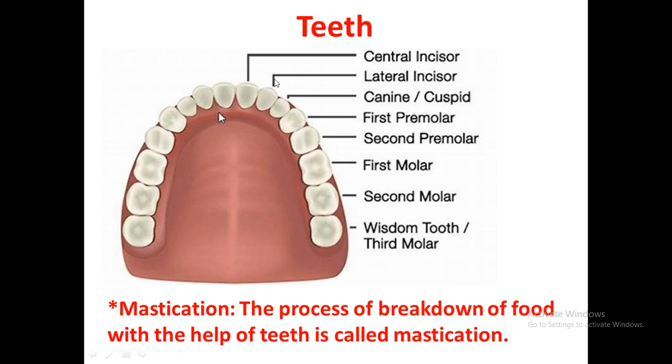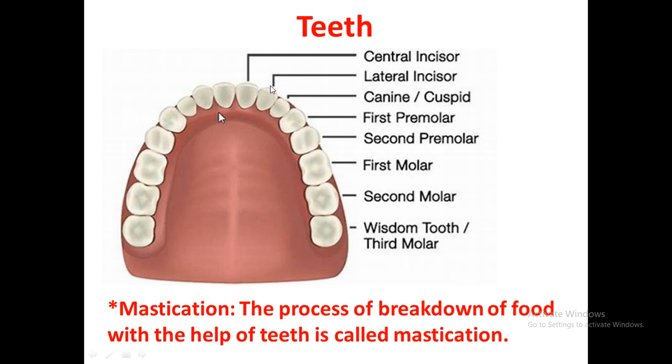So there are 2 central incisors and 2 lateral incisors. Then we have this sharp one, 2 sharp ones on the left and the right. These are known as canines. Then we have 2 premolars, first premolar and second premolar, and then we have 3 molars. All these teeth have different shapes and different sizes.